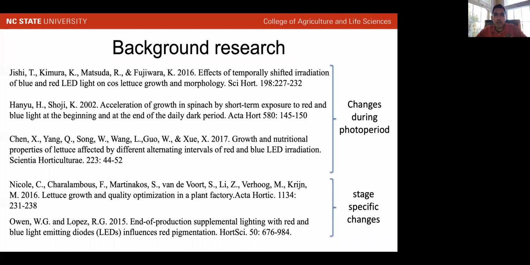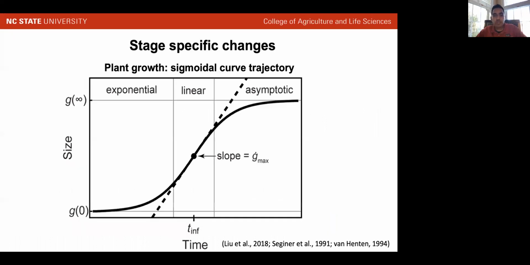For example, here you have literature that changes the light through the photoperiod. For example, in the morning, they may have a different light quality than in the evening. But you also have fewer examples on how to change light at a different growth stage of the plant. And that's what we're trying to achieve here.